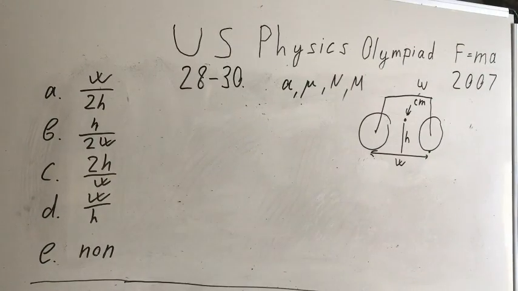Problems number 28 to 30. We have three problems in a row which are connected to the same picture. So first problem. We have a simplified model of a bicycle of mass m. It has two tires that each come into contact with the ground at a point. The wheelbase of this bicycle, the distance between the points of contact with the ground, is W.